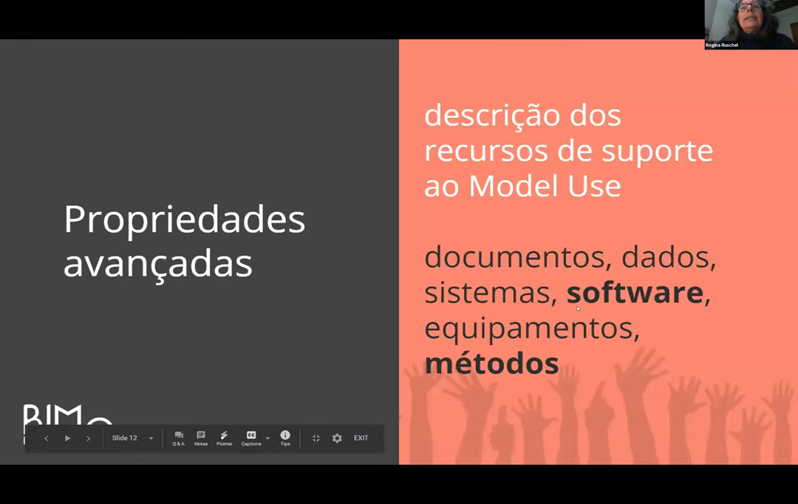Propriedades avançadas. As propriedades avançadas são descrição dos recursos de suporte do modelo BIM. Então aqui a gente vê, resources. Os recursos são documentos, dados, sistemas, softwares, equipamentos e métodos. E no próximo slide eu vou mostrar exemplo de software e métodos.